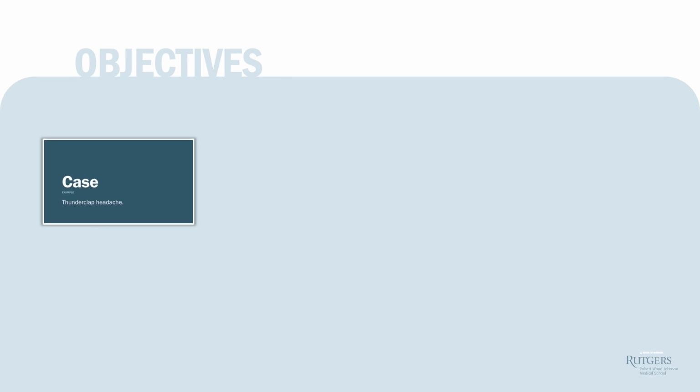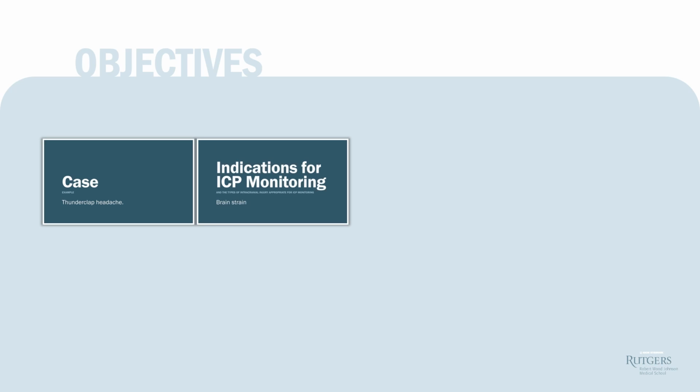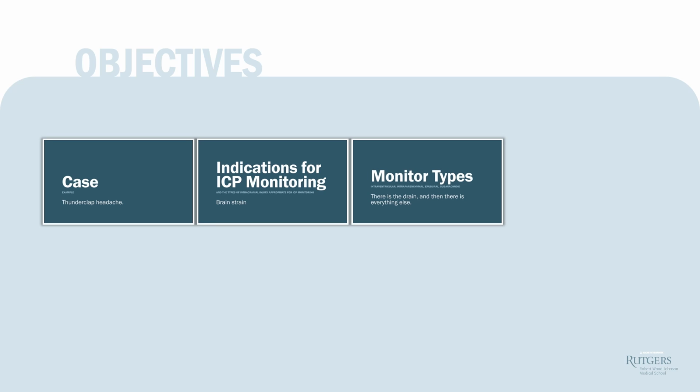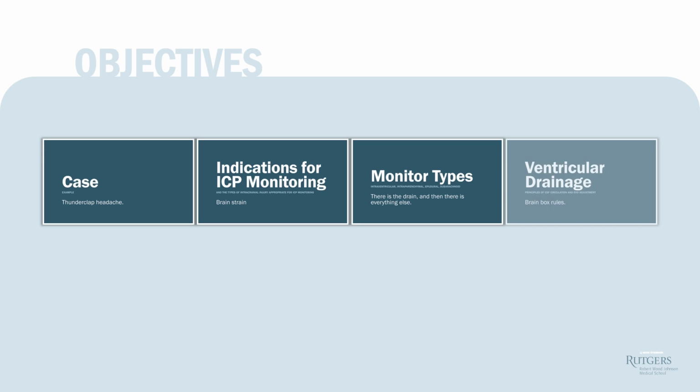We will start by introducing a case of a patient who is at risk for elevated intracranial pressure. Then we'll discuss major indications for intracranial pressure monitoring. After deciding to monitor, we need to understand the four major monitor types with their advantages and disadvantages. And then focus on the gold standard of monitoring, the external ventricular drain, or EVD.